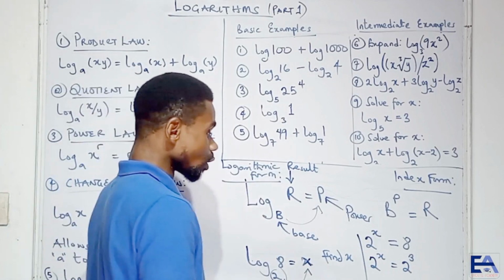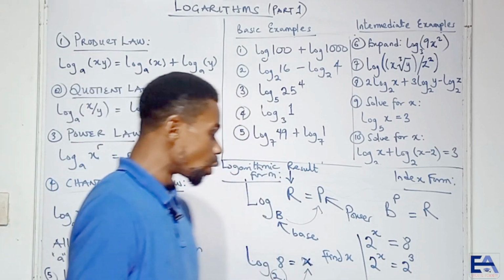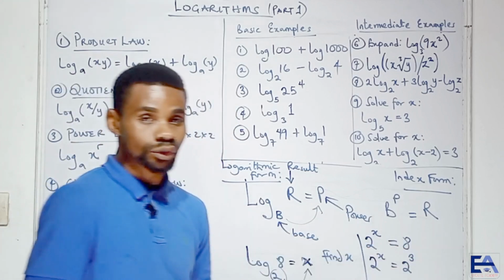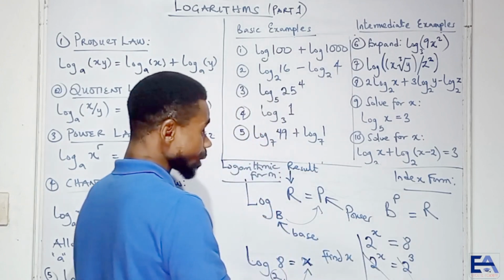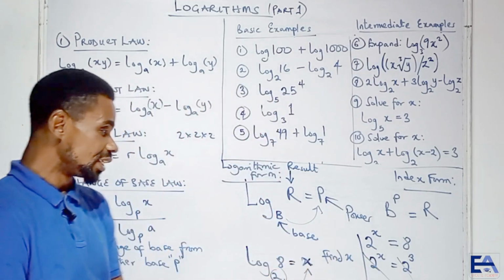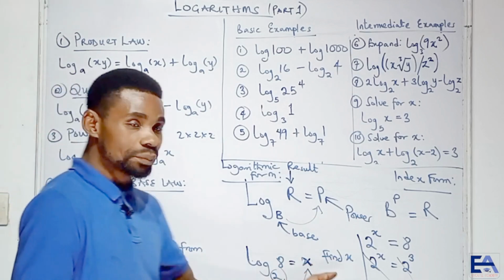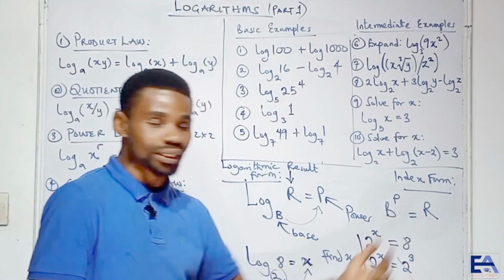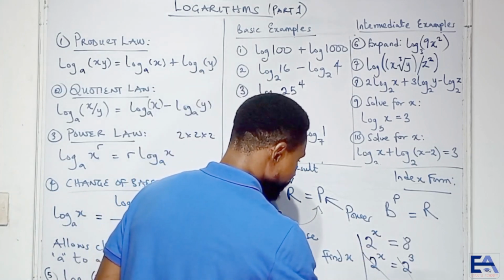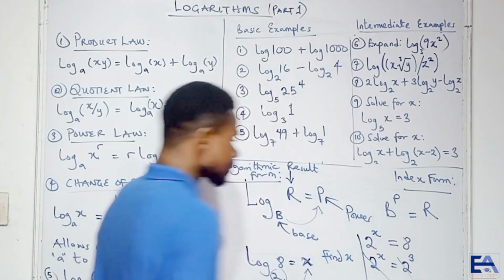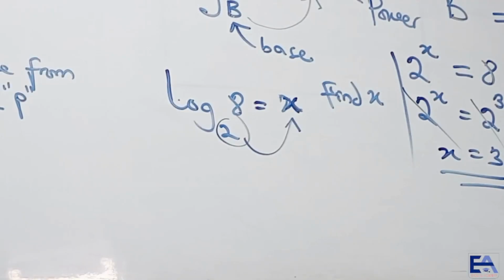And then according to the law of indices, if the bases are equal, then it means the powers are also equal. So it's not as if 2 is cancelling 2 ideally. It's a law of equal base. When the bases are equal, then the powers are also equal. So since you have 2, 2 here, you say x is equal to 3. That is the answer. Do you get that?